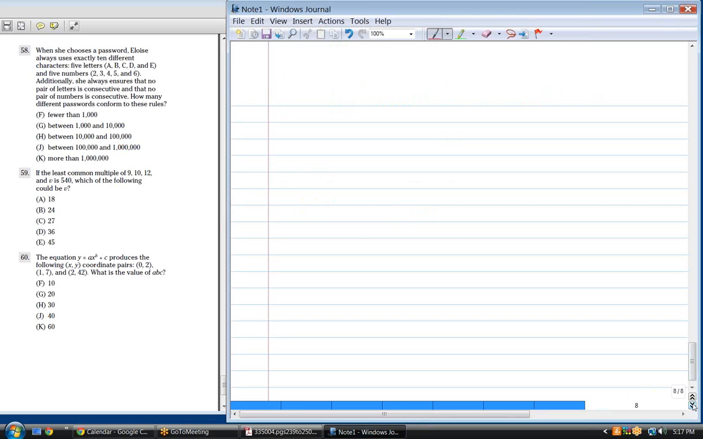Let's see. So I'm trying to just do this as fast as possible. Well, tell me what you're doing. How are you doing it? Well, I was trying to look at the least common multiples of each one. And I'm pretty sure B can't be right at all, because I think 540 is not a multiple of 24.